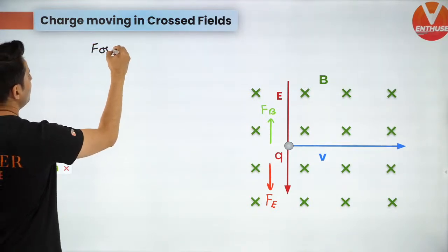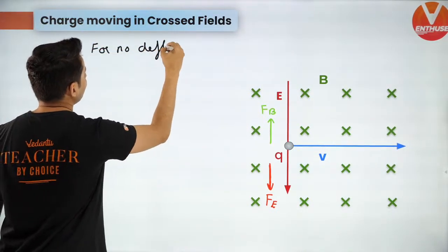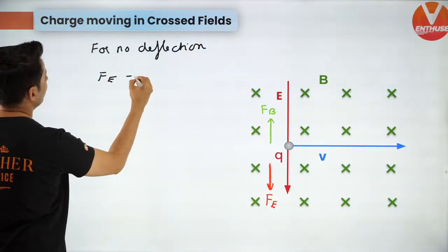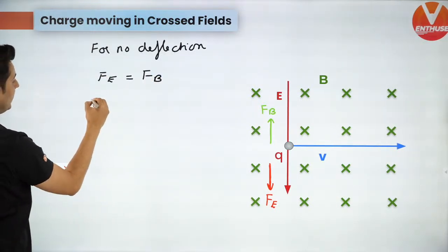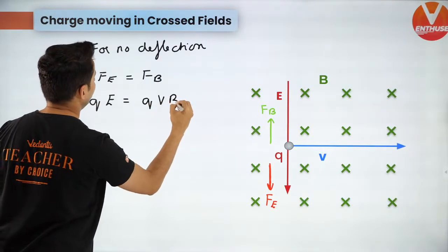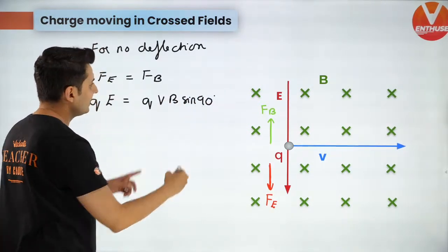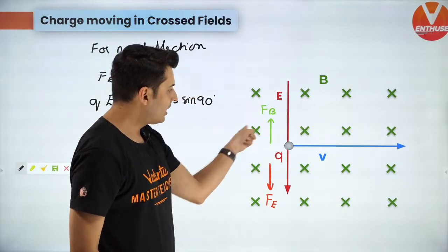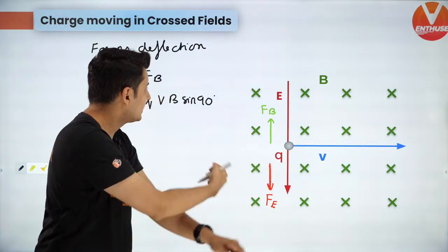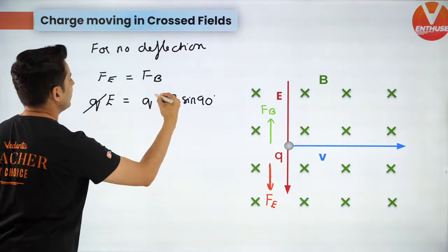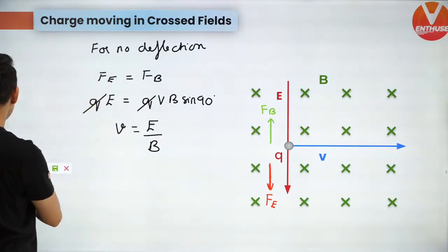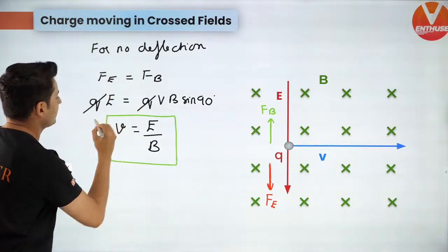For no deflection, the force due to electric field must be equal to the force due to magnetic field. Force due to electric field will be QE, and force due to magnetic field will be QVB sine 90. Why sine 90? Check the angle between velocity and magnetic field. Velocity is there, magnetic field is here, the angle is clearly 90 degrees. So Q cancels out, that's the best thing, and speed should be E by B. Very important formula, remember this.